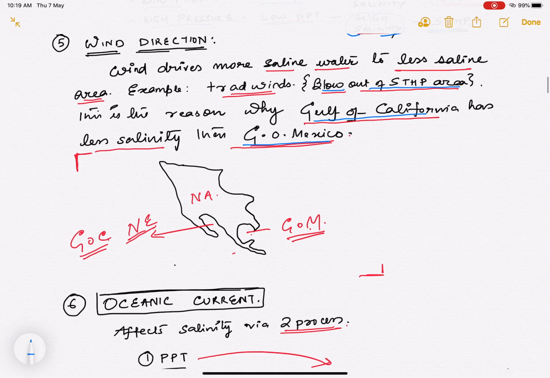Let us understand this via diagram. See, first of all, remember that this is the subtropical high pressure area from which the trade wind comes. Now, this particular Gulf of California is located over here, and the Gulf of Mexico is located over here. Within this Gulf of California region, the trade winds transfer the more saline water into the less saline water. Hence, as a result, the salinity in the Gulf of California is less when compared to the Gulf of Mexico. Next, there are also other reasons why the Gulf of Mexico has higher salinity. We'll look into it in the incoming section.